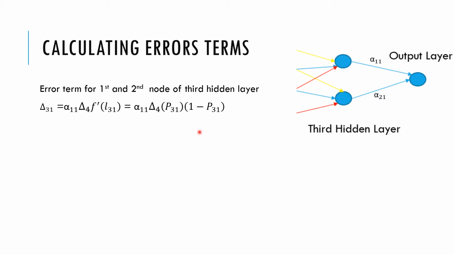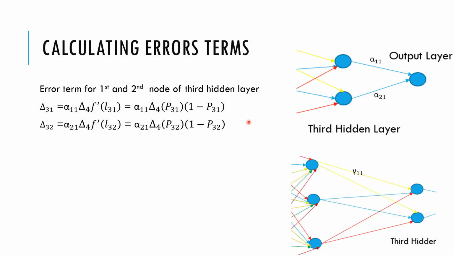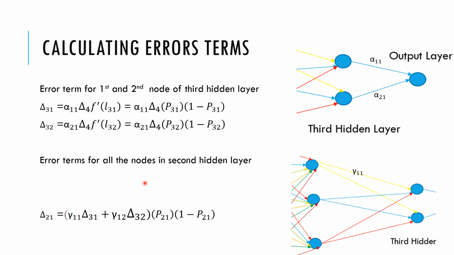Now same with this. Again we take the error term of this, which is delta 4, multiplied by the corresponding coefficient for this node, alpha 21, and then we take the gradient of the sigmoid of this one, which was P32, into 1 minus P32, right? So this gives us the error term for this one. Likewise we do it for this. Now, this was the third hidden layer, now the second hidden layer. So you will see the error term for all the nodes.